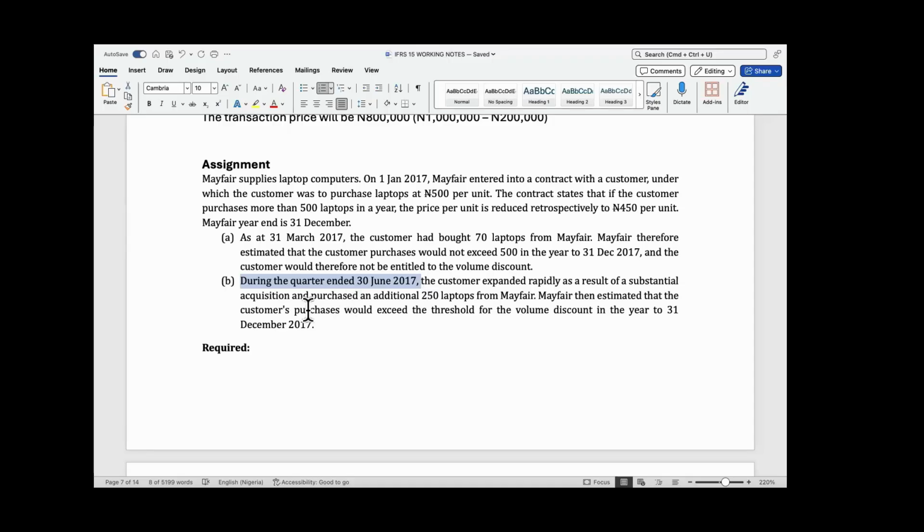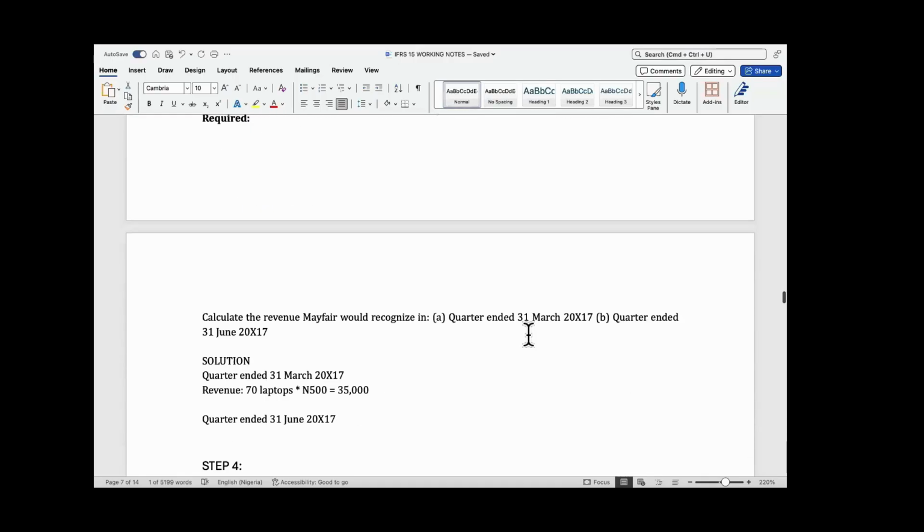Mayfair then estimated that the customer purchases would exceed the threshold for the volume discount as of December. So this part is saying that as of June, this customer bought an additional 250. On that basis, we estimated that he will exceed the 500 threshold and be able to get that discount. That is, all the goods we are going to be selling to him at 450 naira.